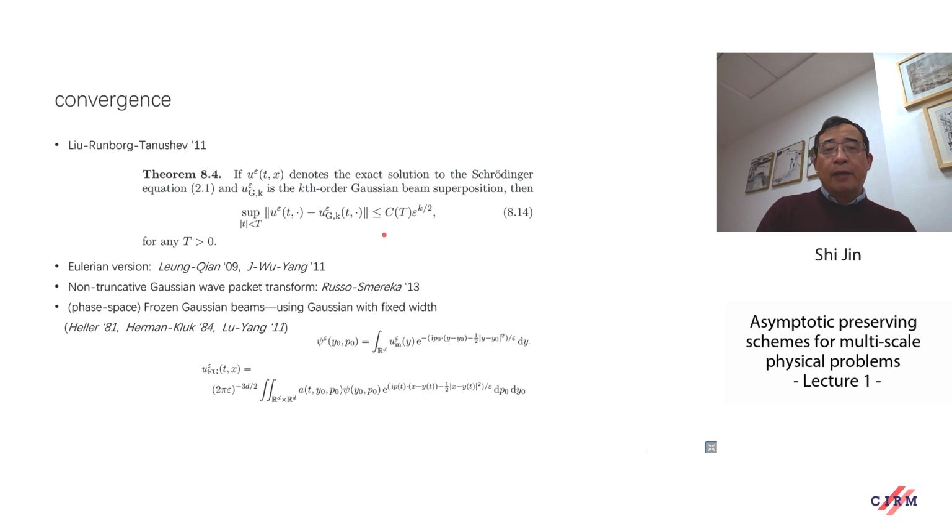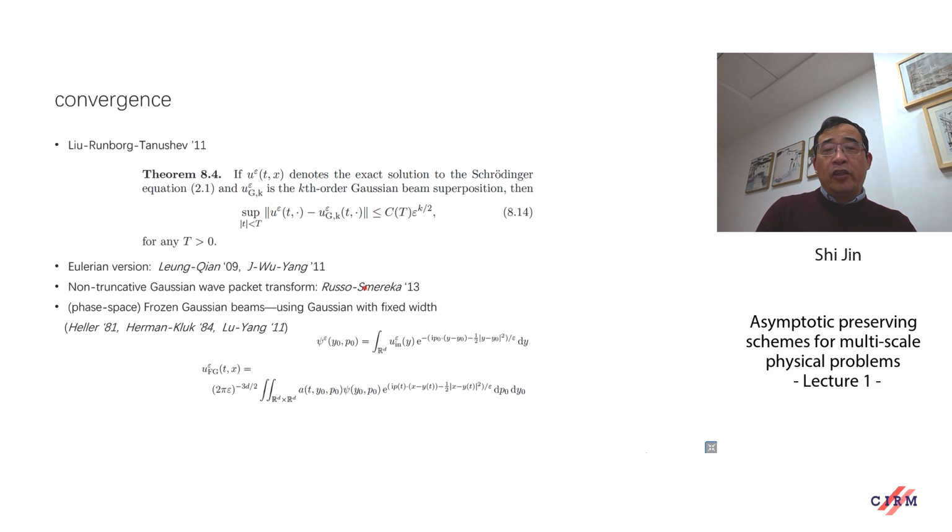And because each Gaussian beam has a width of square root of epsilon, to resolve each Gaussian you need the spatial delta x to be square root of epsilon. That's why for this method, delta x is of order square root of epsilon, but not epsilon. Okay.